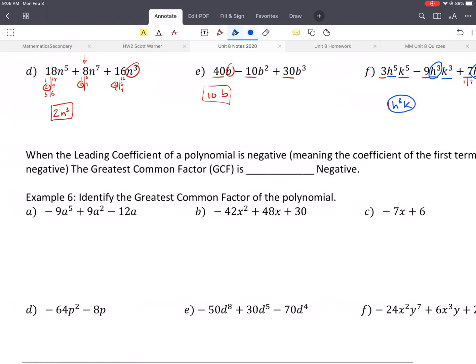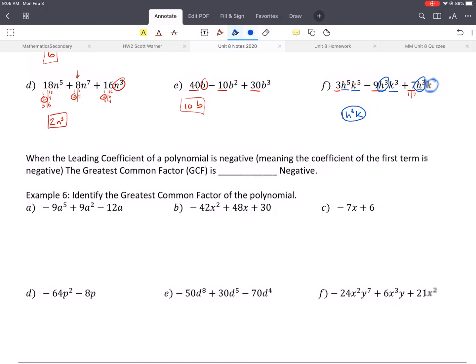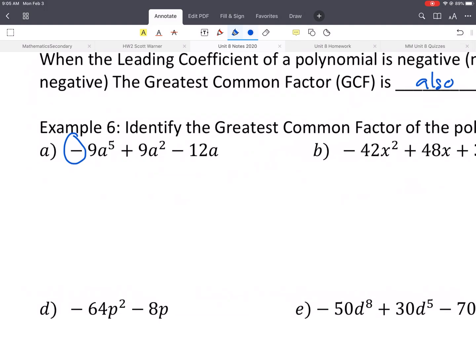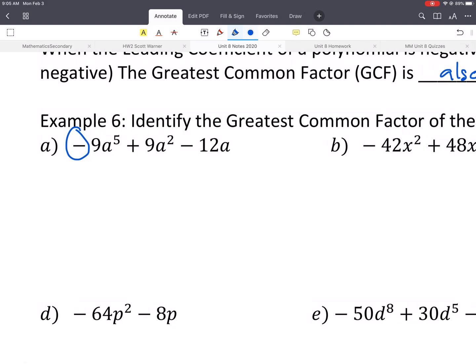All right, so when the leading coefficient of a polynomial is negative, meaning that the coefficient of the first term is negative, like here, the greatest common factor is also negative. So basically, if we have a leading negative, we need to take that negative out as well. So here, let's just do a couple of these, and basically the same.